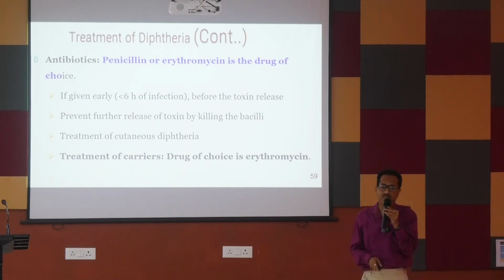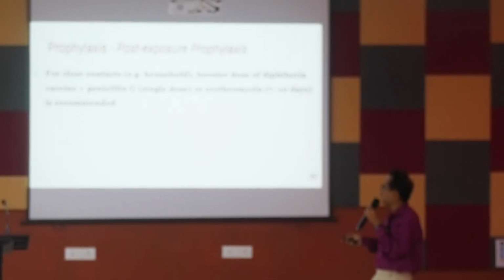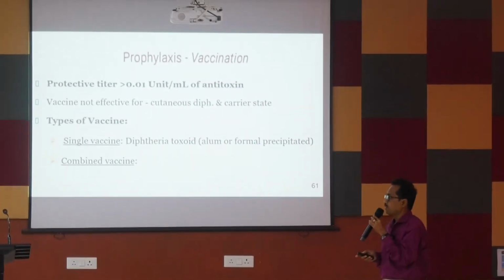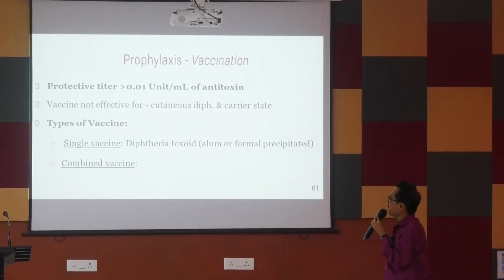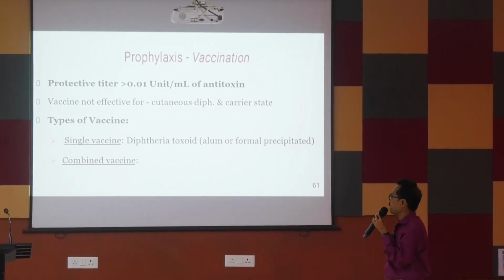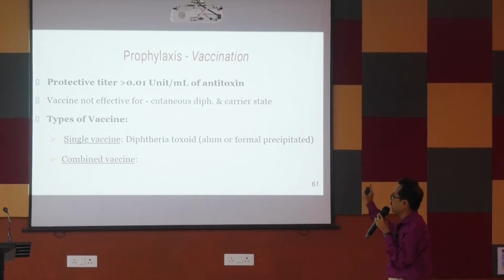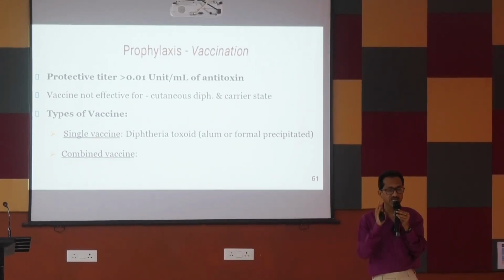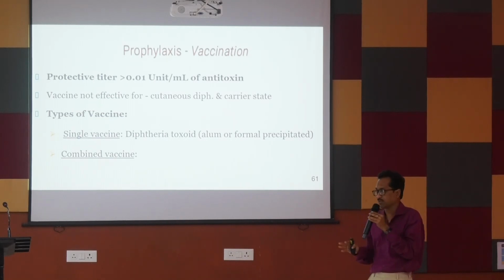And treatment of carrier. What is the treatment of carrier? Erythromycin is the drug of choice for treating the diphtheria carrier. For close contacts, a booster dose of diphtheria vaccine plus a single dose of penicillin G or erythromycin is recommended. Protective titer is 0.01 unit per ml of antitoxin. Vaccine is not effective for cutaneous diphtheria. As I have already told, cutaneous diphtheria is due to bacteremia, not toxemia, so it will not be prevented by the vaccine.